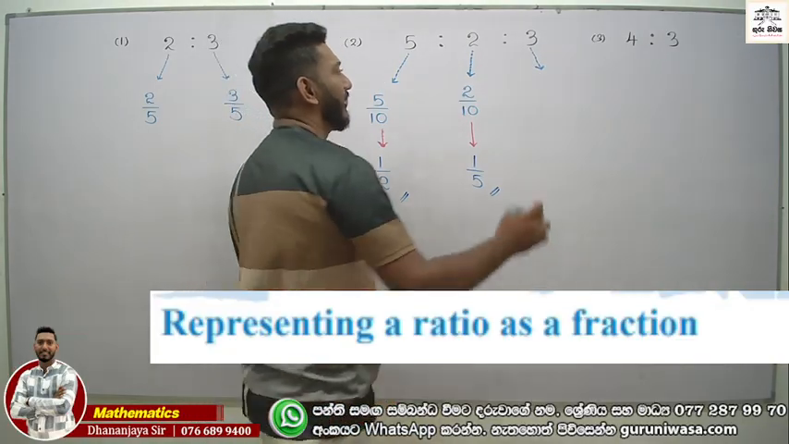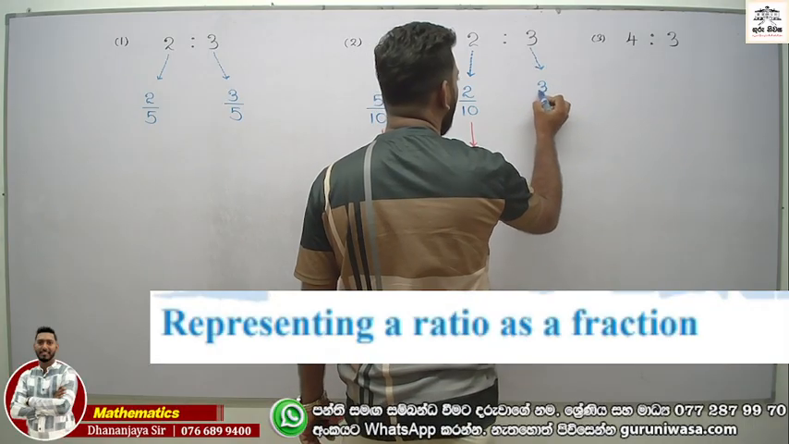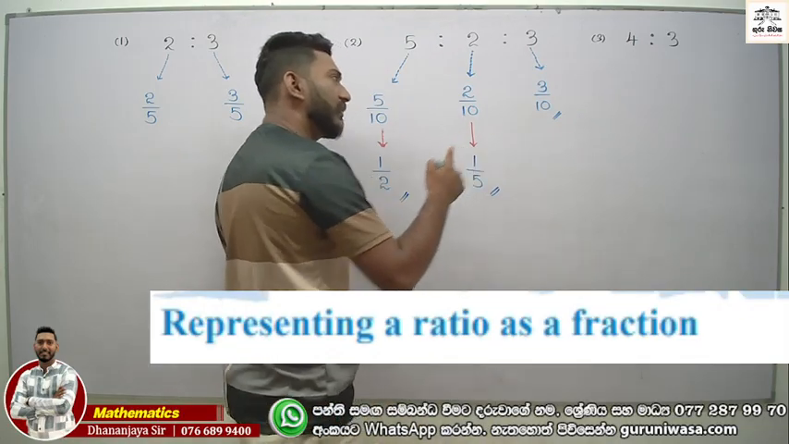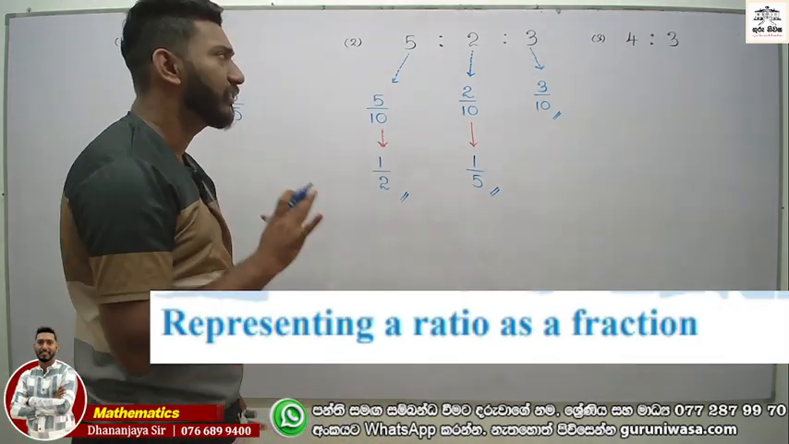3 over 10. Well done. 3 over 10, but you cannot simplify anymore. Therefore, this is our simplified answer. And this is the last answer.